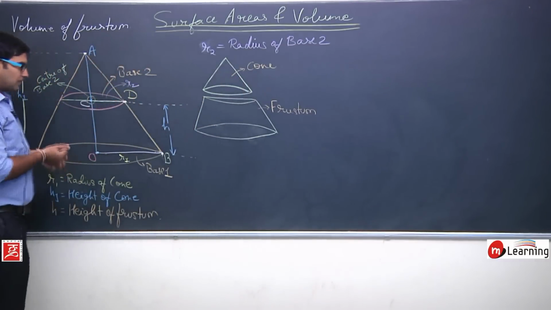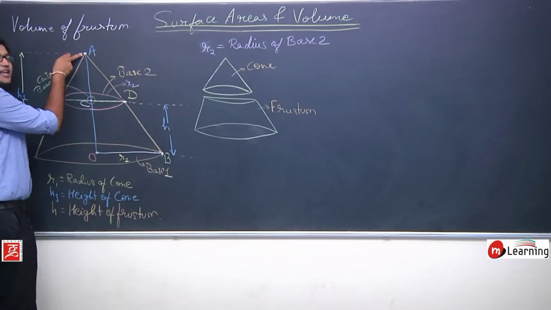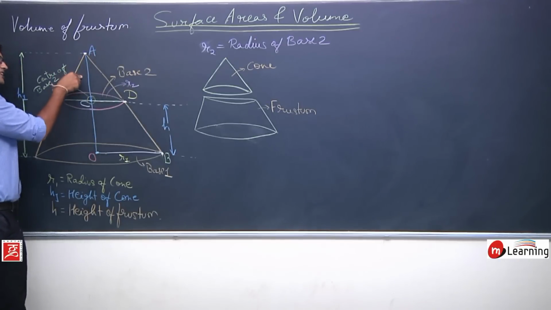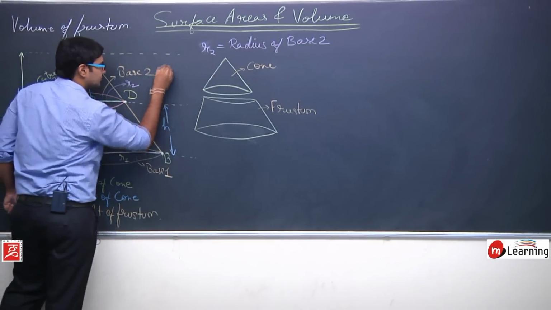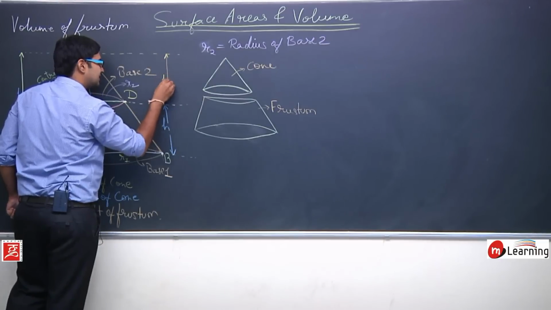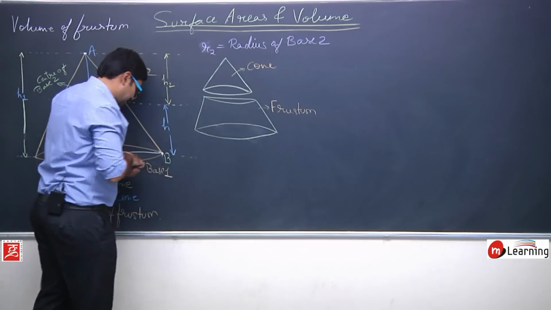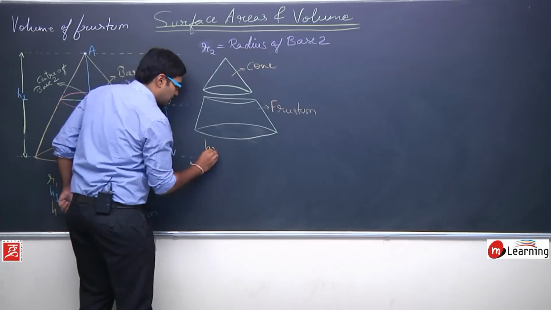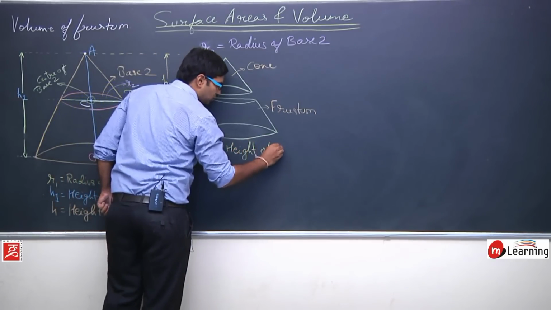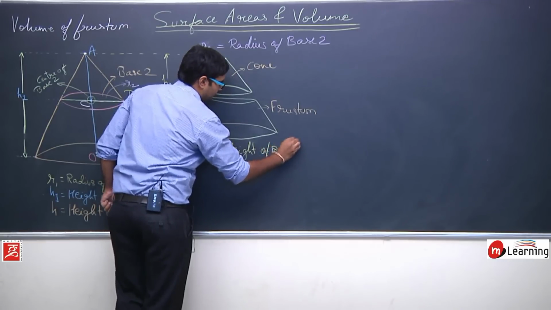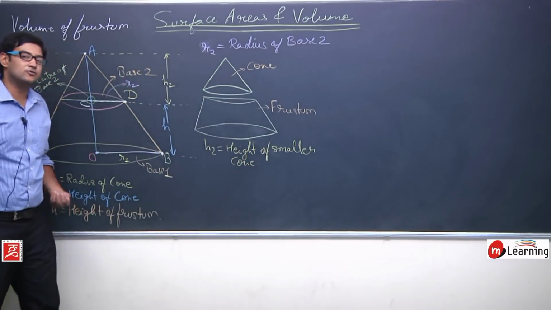Now further, for this cone, let us define the height. How to define the height? I can see this A represents the apex of the bigger cone as well as the smaller cone. So from this apex till this base represents the height of the cone, and let us say this is h2. So what is h2? h2 is the height of the smaller cone.